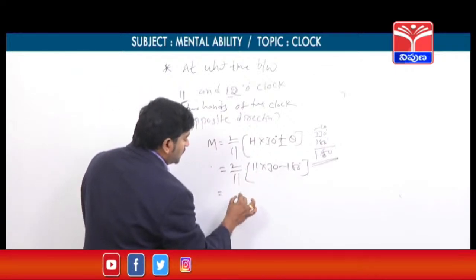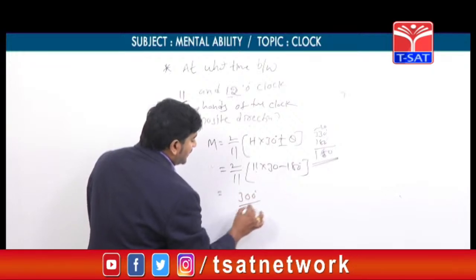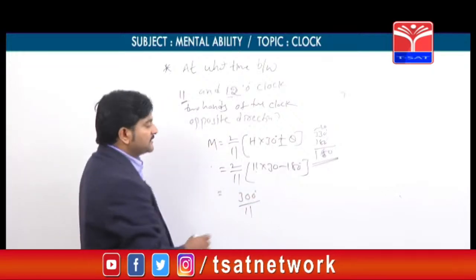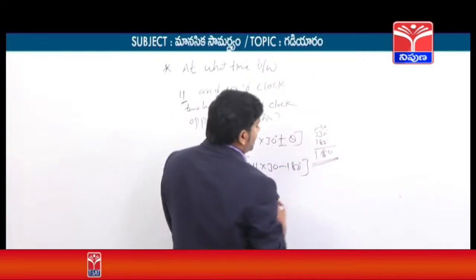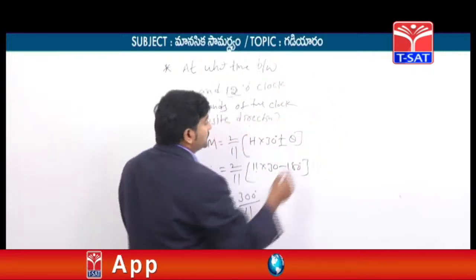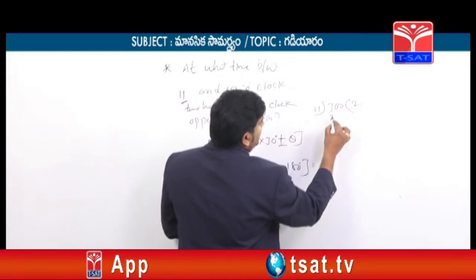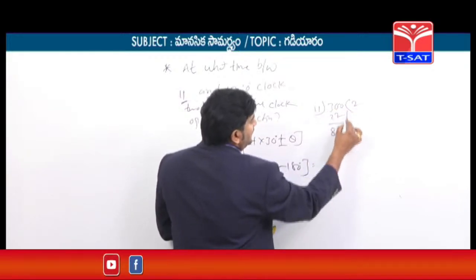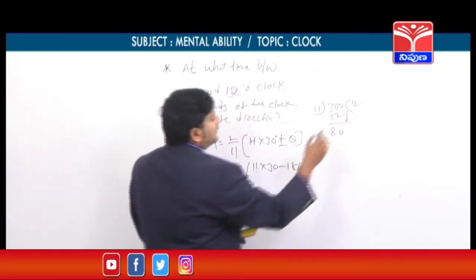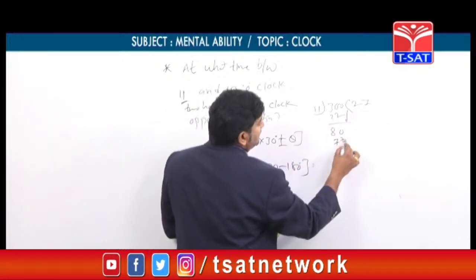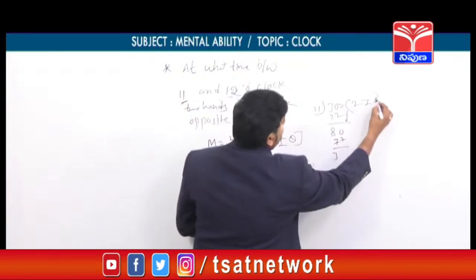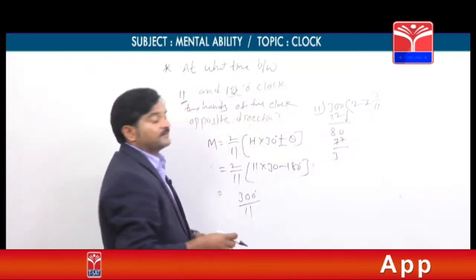150 into 2, again how much? 300. 300 degrees by 11. Again simplifying by doing normal division. What will we get, my dear students? So 300 by 11. 11 2s are 22. 8 is the remainder. So 8 means here you will get 80. 11 7s are 77. I am getting 3 as the remainder. So 27, 3 by 11 minutes.